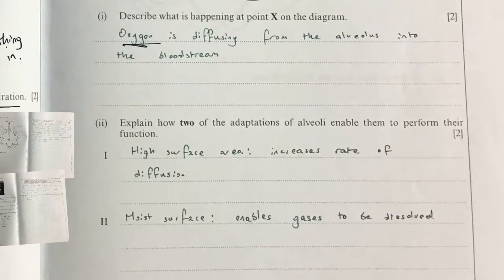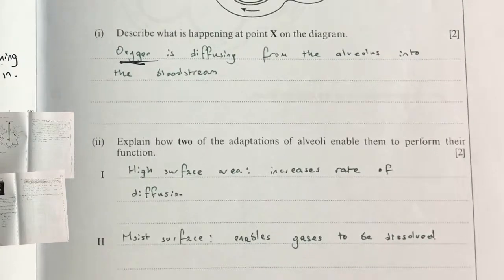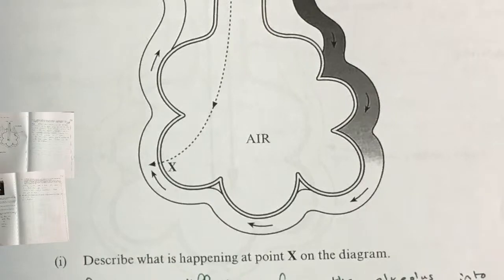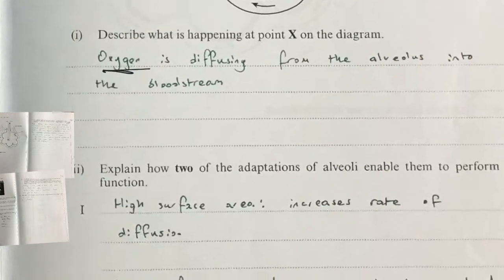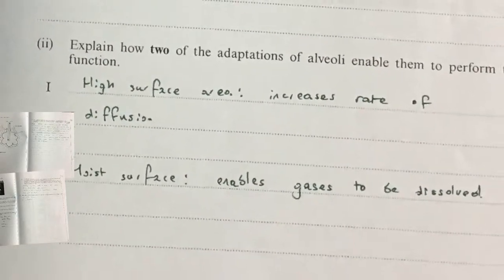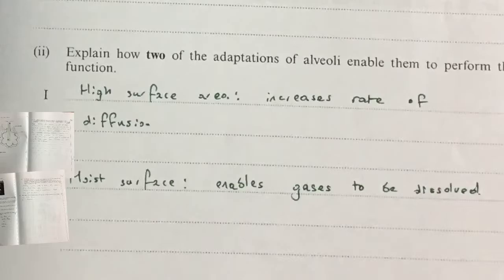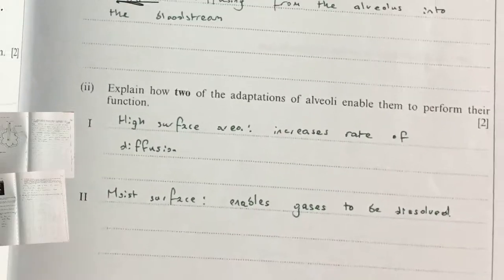Explain 2 of the adaptations. Well, the first one is high surface area. If you have a think, it's got all of these pockets. That's got more surface area than just that. And the other thing is moist, okay? And that enables gases to be dissolved, and it speeds up that diffusion.